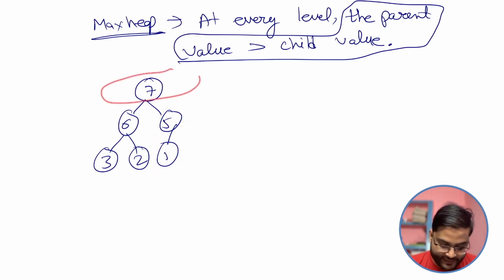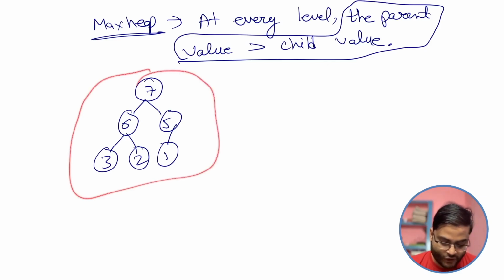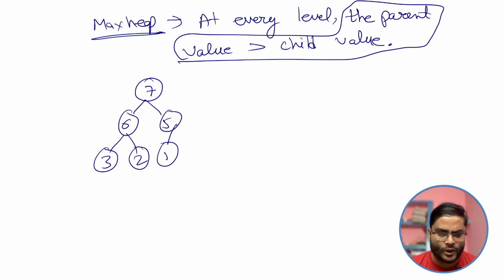So at every level, the value of the parent is greater than the child. And it is greater than both the children. It's not the case that it should be greater than only one child. In any case, if the child value is greater than the parent value, then it will not be a max heap. Okay, so this is an example of max heap. And in max heap also, the children are not related to each other. They are related to the parent only.